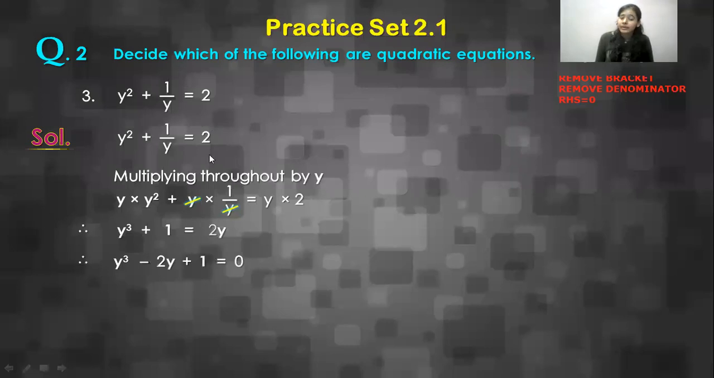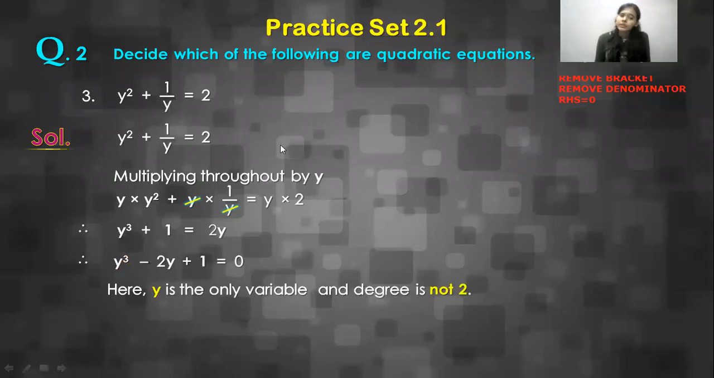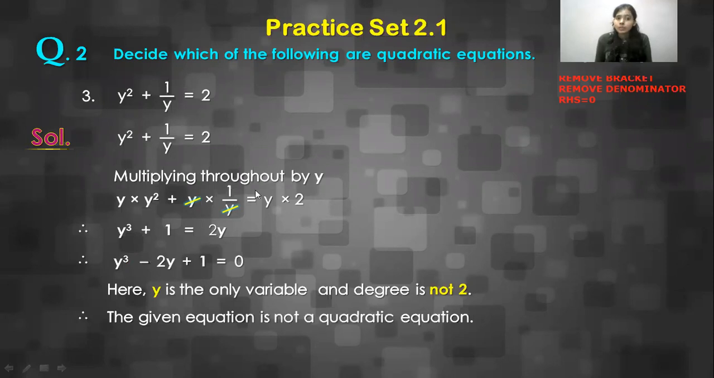Now is it quadratic? Let's try to find out. Y is the only variable, luckily yes, but here the degree is not 2. And if the degree is not 2, what does it mean? Is it quadratic? एक ही condition satisfy हुआ, दूसरा नहीं हुआ तो quadratic होगा क्या? A big no. It is not a quadratic equation. तो हम क्या बोलेंगे? The given equation is not quadratic. I hope we know. दोनों condition satisfy होने पे ही quadratic बोलेंगे. Yes or no? चलो ग्रेट.